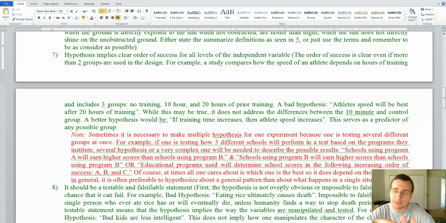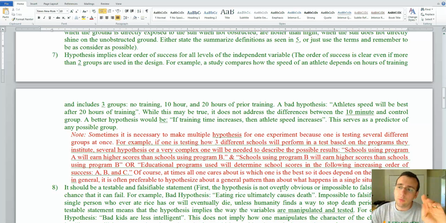So I can do 2 things. Either I can do several hypotheses to establish the scenario, or I can try to group them in a complex hypothesis. Now I'll show you what I mean here. I can do it like this. If I think that A is going to be the best one, I can say, educational program A will improve the student scores the most. That's one hypothesis. Then I do a different hypothesis. Educational program B will improve the scores more than educational program C. And that way I establish a ranking by doing 2 hypotheses at once.